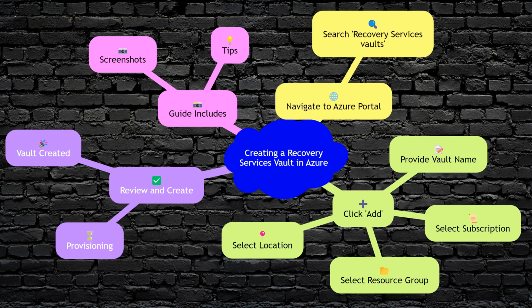Creating a Recovery Services vault in Azure is a straightforward process. First, navigate to the Azure portal and search for Recovery Services vaults. Click on Add to start the creation process. You'll need to provide a name for the vault, select a subscription, resource group, and location. Once these details are filled in, click Review + Create, and then Create. The vault will be provisioned in a few moments. This slide will provide a step-by-step guide to creating a Recovery Services vault, complete with screenshots and tips.